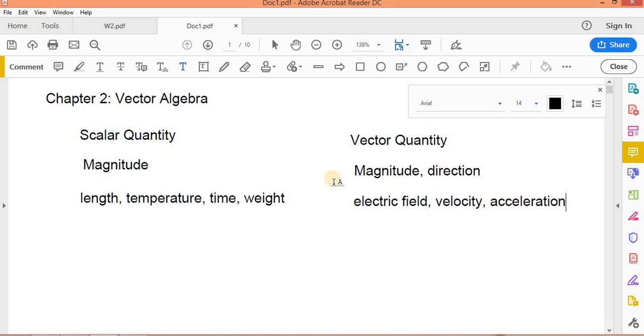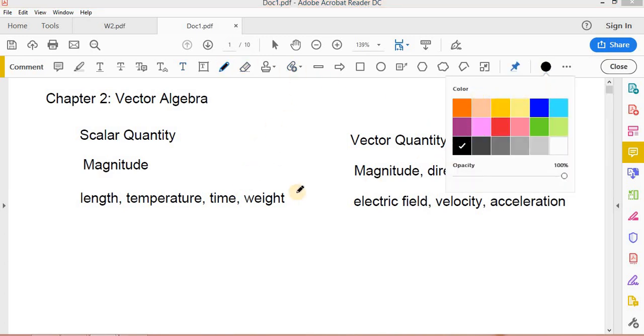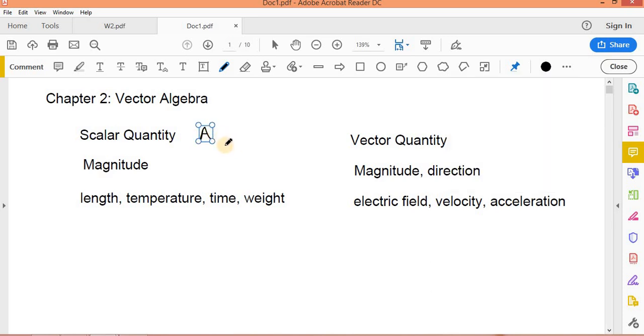So how do we differentiate these two quantities when we want to mention them? Normally, to represent a scalar quantity, for example A, we will just use the alphabet A. But for vector quantity, you need an additional symbol, an arrow above. So when you see these two, you know their difference: this one represents scalar quantity and this one represents vector quantity.